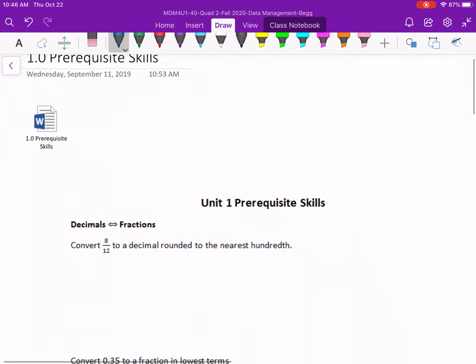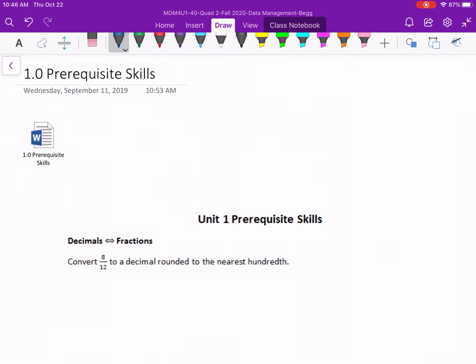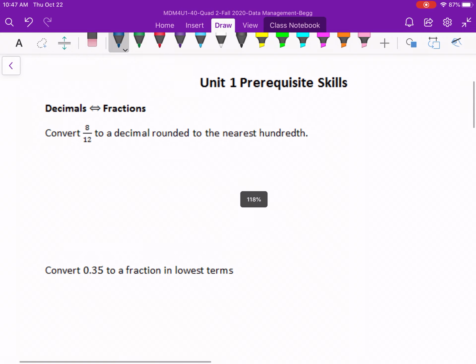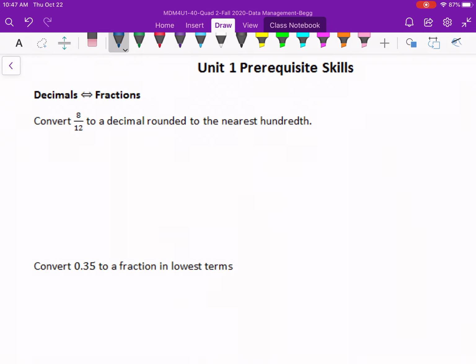Our first unit is basically an introduction to probability. So in order to work with probability, we need to have a working understanding of decimals and fractions and percents, because those are all ways of expressing probability. So we just want to make sure that we can convert between these different forms with relative ease.